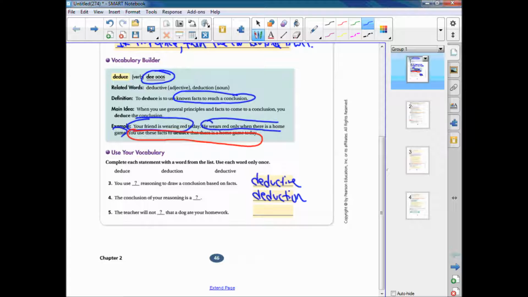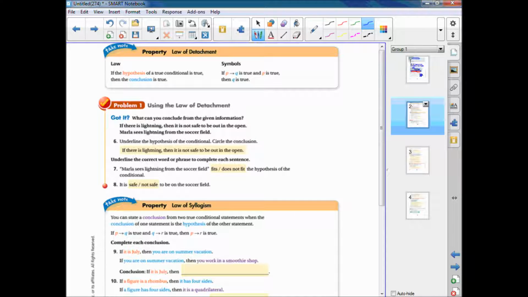And the teacher will not deduce that a dog ate your homework. So I am not going to believe that fact about you. Not likely to go on to believe your facts that your dog ate your homework. Okay. All right, let's flip the page.